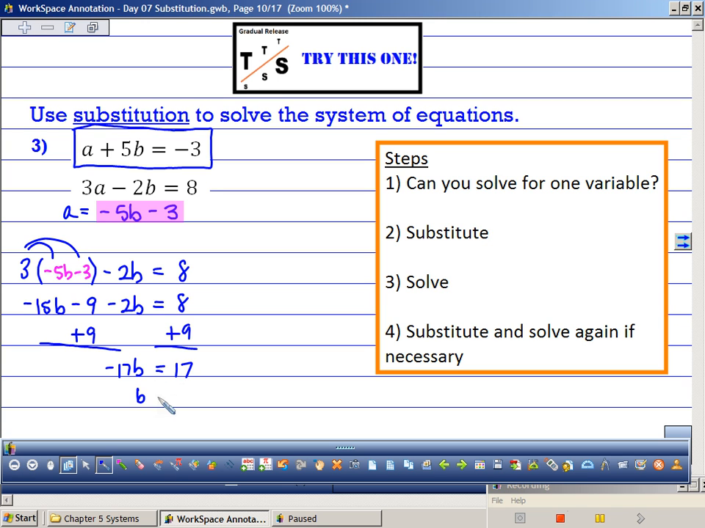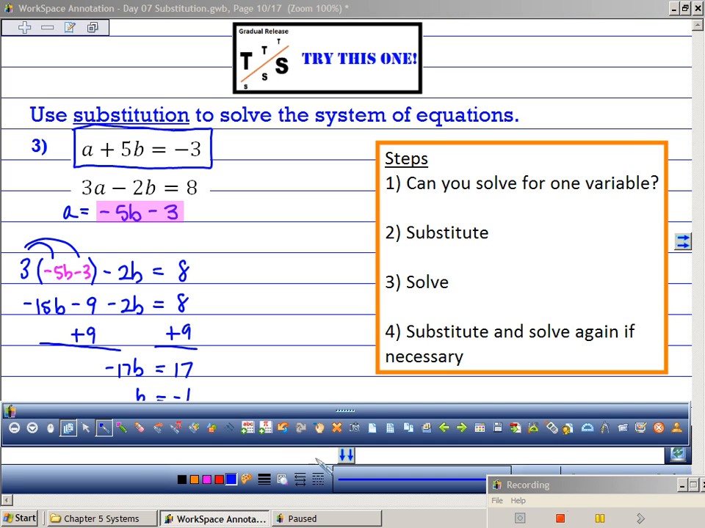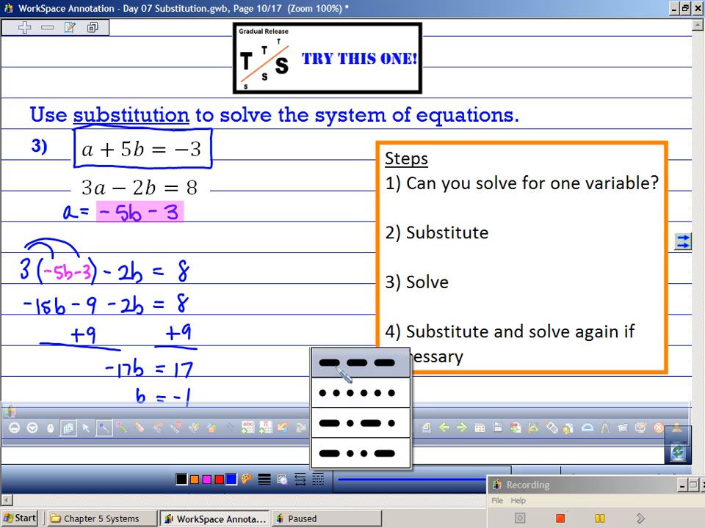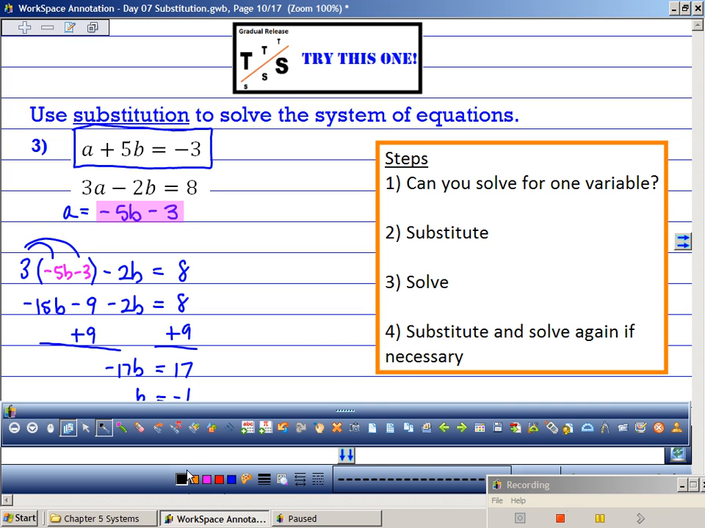So what does b equal? -1. What am I going to do with that? Substitute it back in. What are you going to substitute it back into? I would use this one right here, right? That would be the easiest.